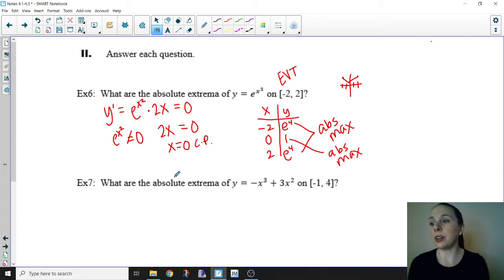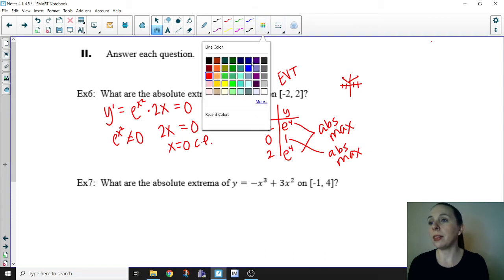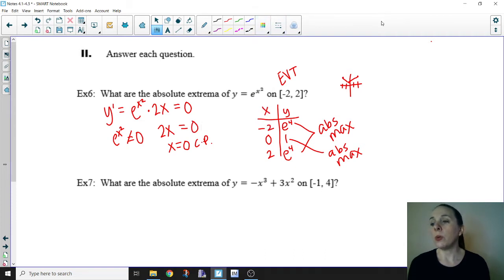Let's try another one. Example 7. Let me grab a different color. What are the absolute extrema of y equals negative x cubed plus 3x squared on the interval from negative 1 to 4? Okay, once again, I am given a continuous function on a closed interval. So that means EVT applies. The extreme value theorem applies. I should be able to definitely find an absolute max and an absolute min. How do I do that?